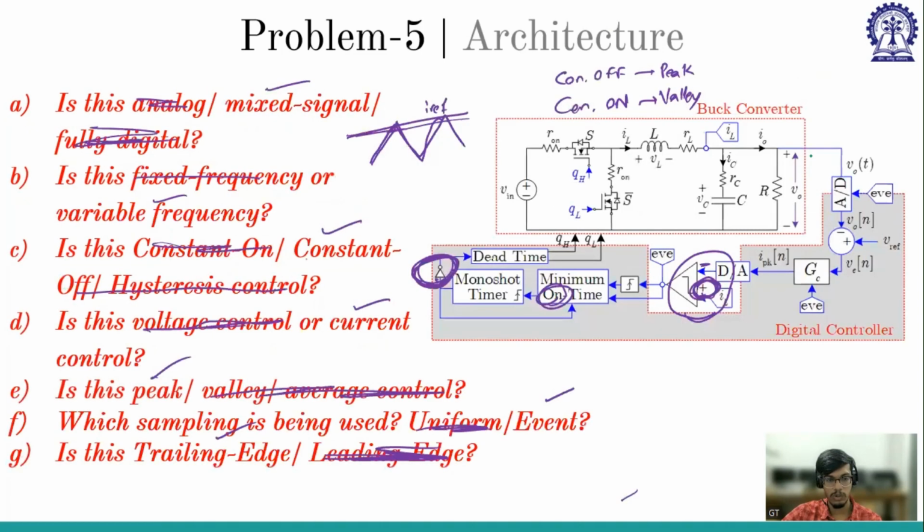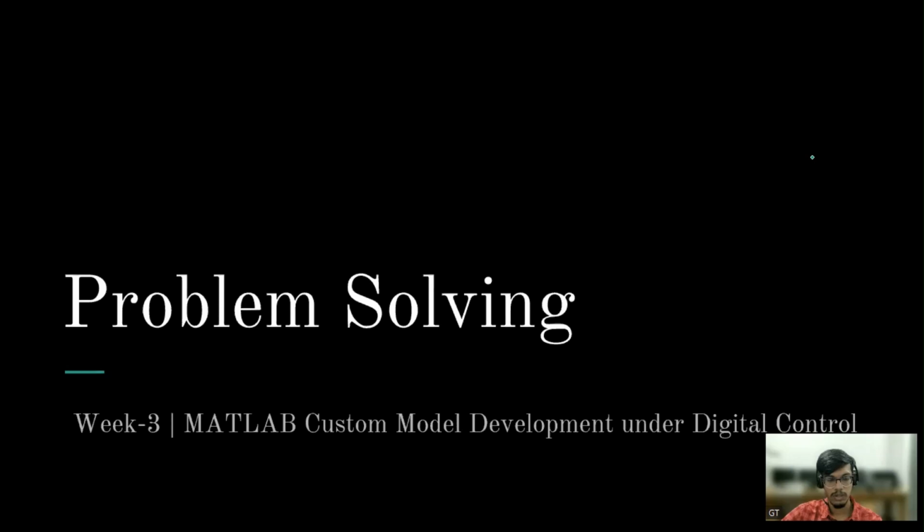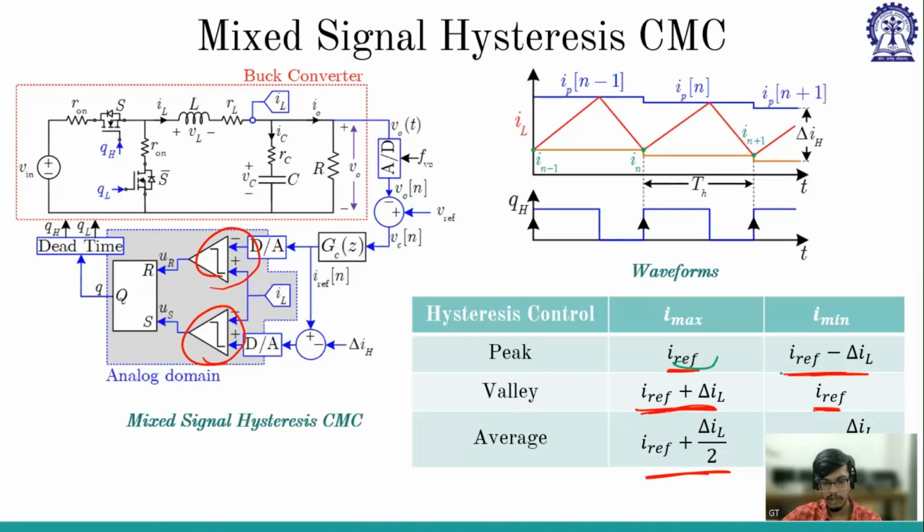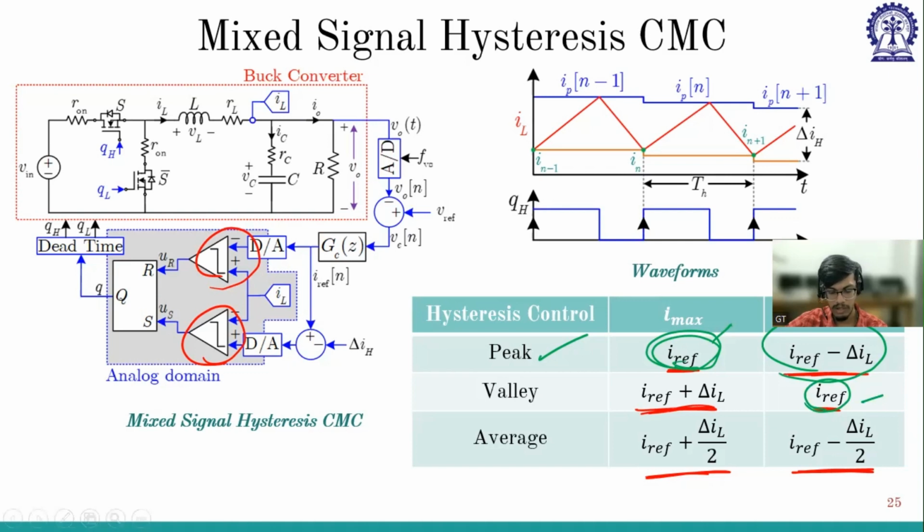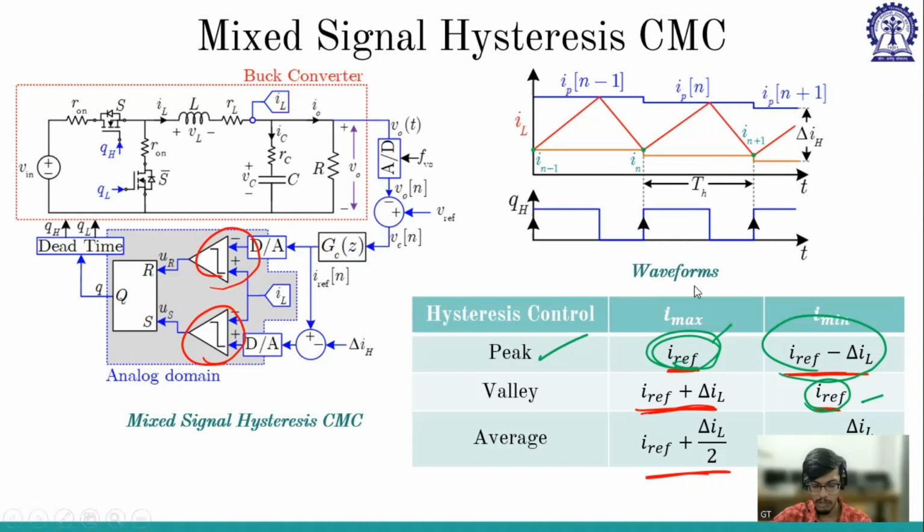Let me go back. If you see I reference and I reference minus delta IH, so it is peak. So you have to be very careful. Or you can remember one thing: if I reference is used as peak, it is peak. If I reference is used as valley, it is valley. If it is used for none of them, then it is average. So you can remember in that way. Depending upon how you want to remember, that is up to you.